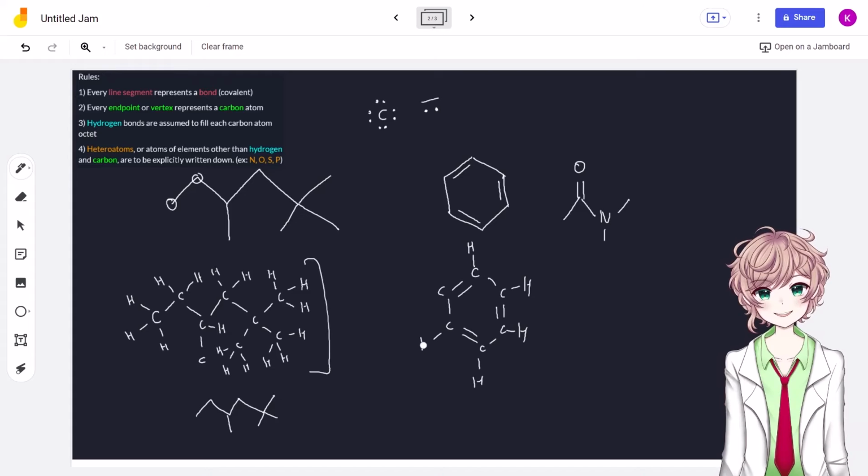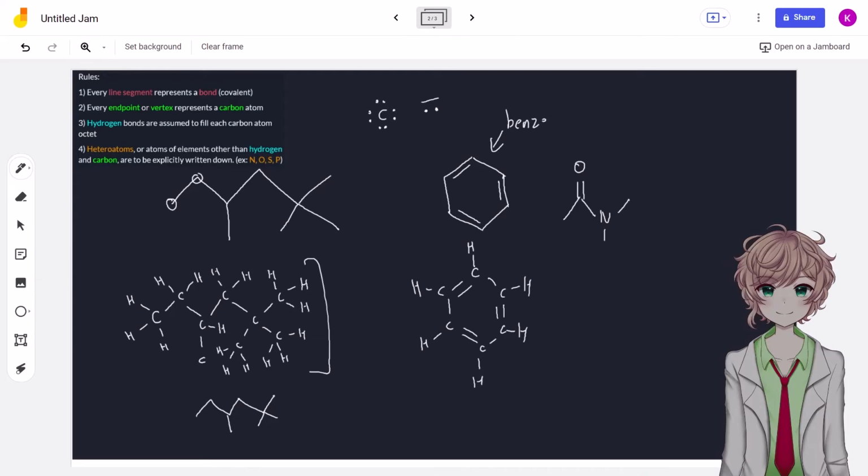This is probably the most iconic molecule in organic chemistry, and this is called benzene. Right, a ring of 6 carbons, and you have 3 double bonds. And this molecule will become more important in later lectures when we talk about something like resonance, for example.